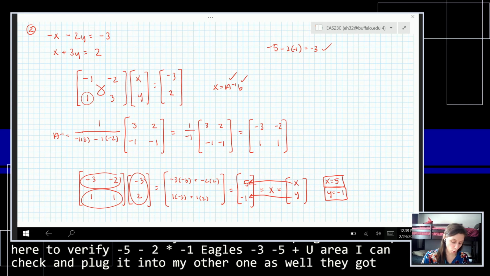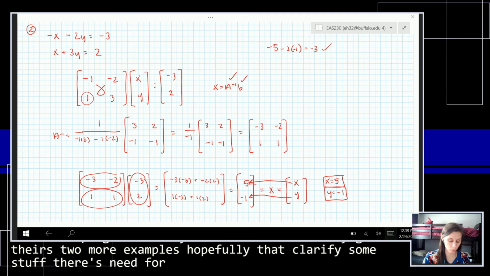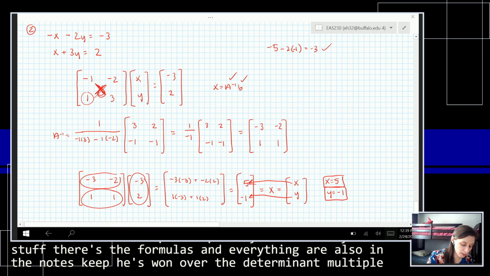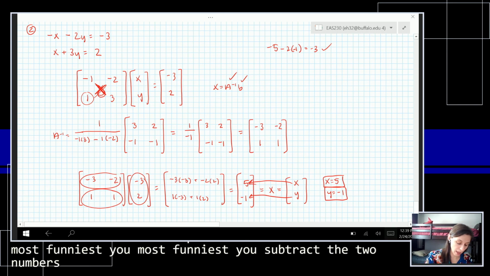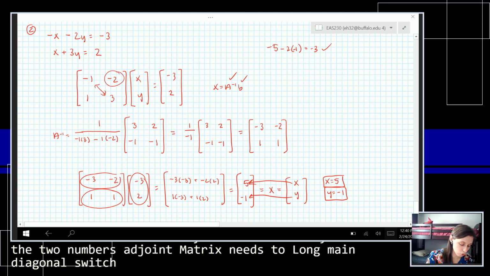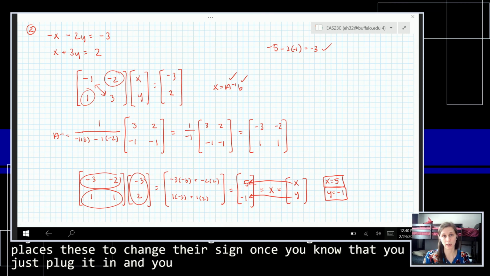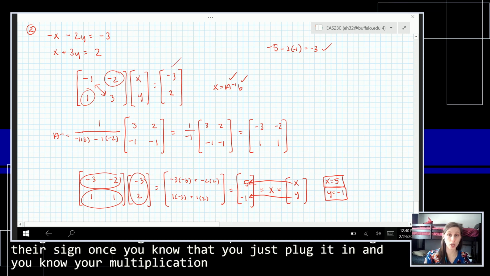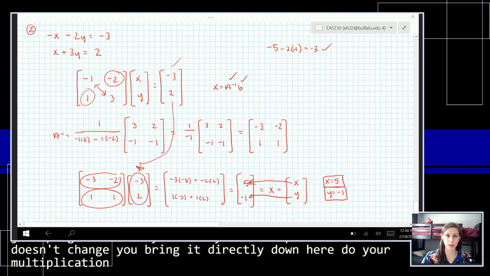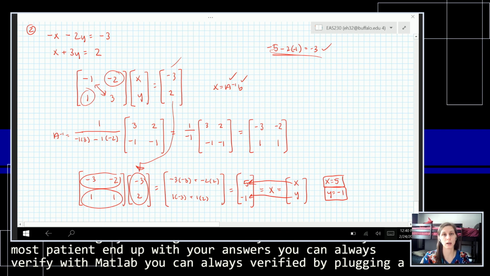There you go. There's two more examples. Hopefully that clarifies some stuff. The formulas and everything are also in the notes. Key piece, 1 over the determinant. Multiply these two. Multiply these two. Subtract the two numbers. Adjoint matrix. These two along the main diagonal switch places. These two change their sign. Once you know that, you just plug it in and you do your multiplication. B doesn't change. You just bring it directly down here, do your multiplication. You end up with your answers. You can always verify with MATLAB. You can always verify by plugging in your final result to check to see if it's correct.